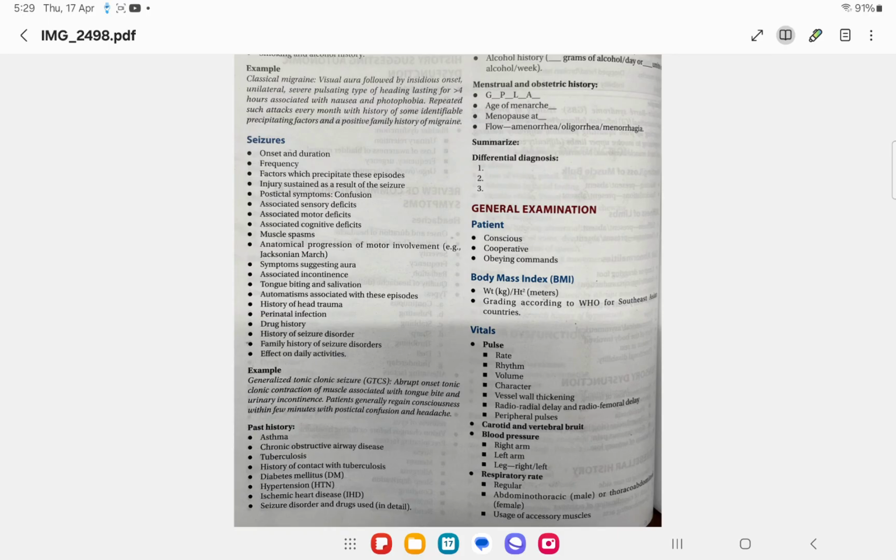Bradycardia, hypertension, bradypnea. This is Cushing's triad. We have another one, Cushing's reflex. That means whenever there is an intracranial bleed, there will be high BP. To compensate for the bleeding, there will be high BP. This is all seen in hemorrhagic stroke.